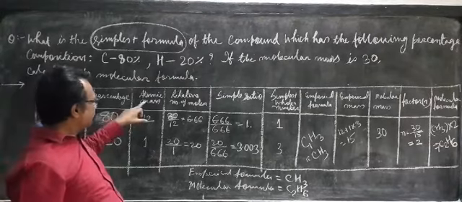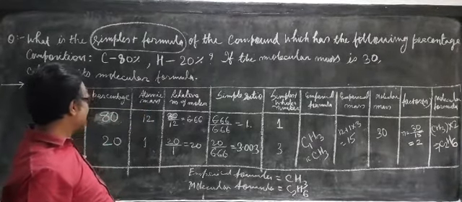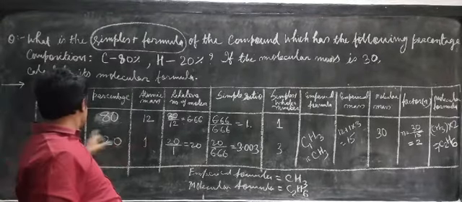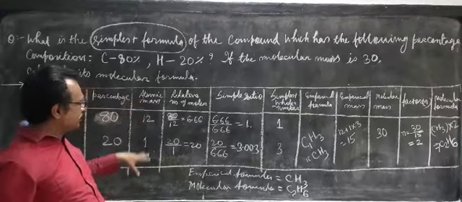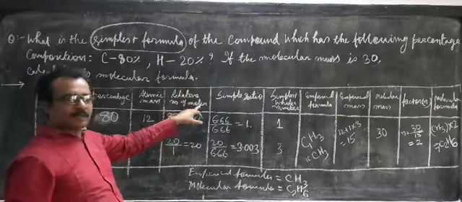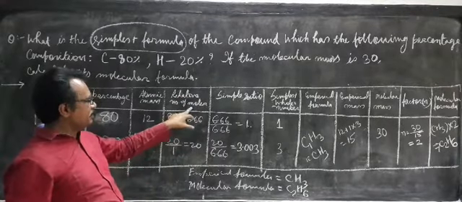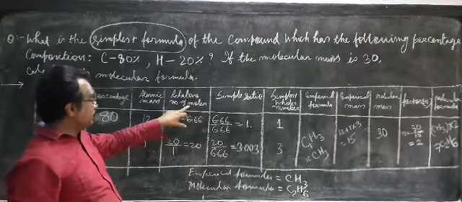Now in the third column, you write down the atomic mass of the respective elements. For carbon it is 12, and for hydrogen it is 1. So now we have the atomic mass. In the next column, what is written? Relative number of moles. How to find the relative number of moles? Now remember the idea.